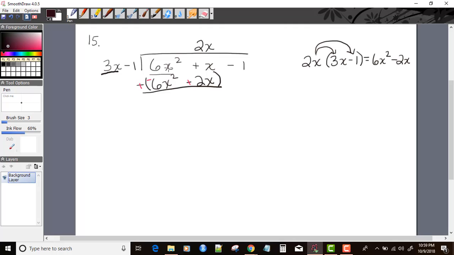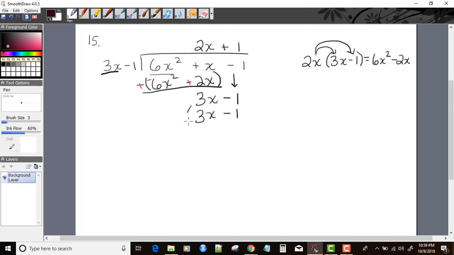And now I can add these polynomials. 6x squared minus 6x squared, well, that's 0. x plus 2x is 3x. I've divided, I've multiplied, I've subtracted. Next step is to bring down my next term. I notice, wow, what I have left, 3x minus 1, is exactly the same as my divisor. So if I multiply my divisor one time, I will get 3x minus 1.